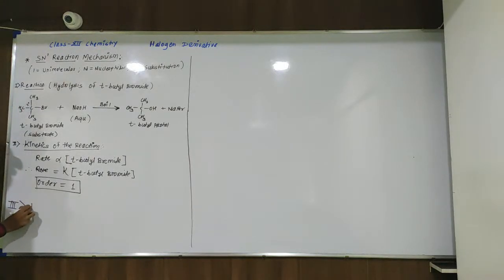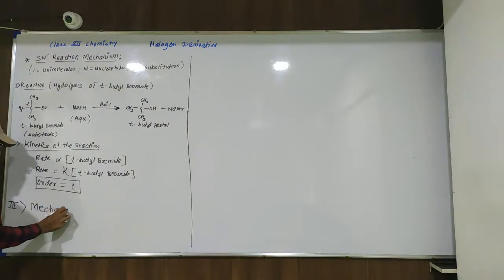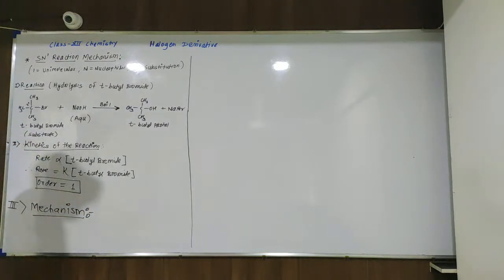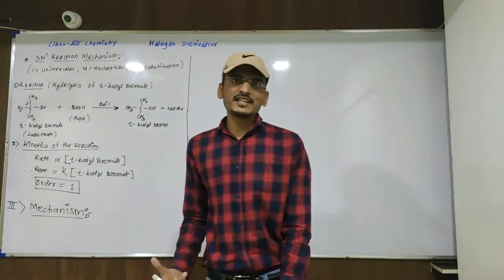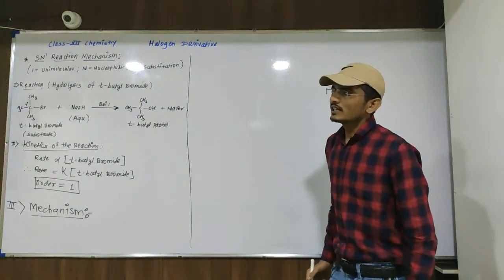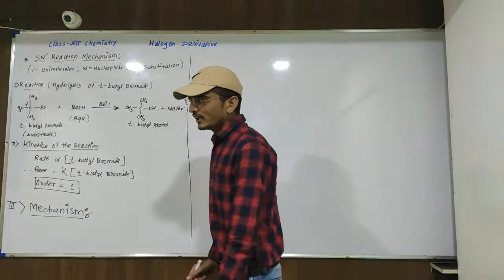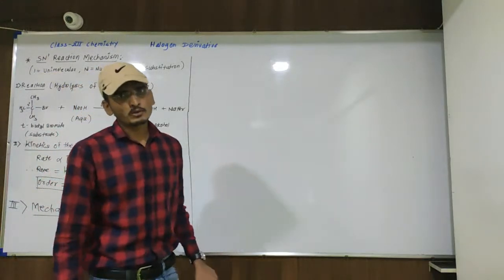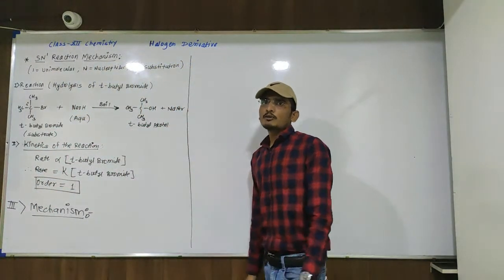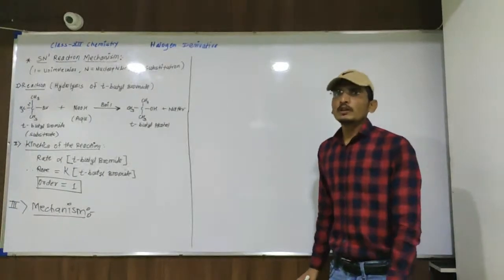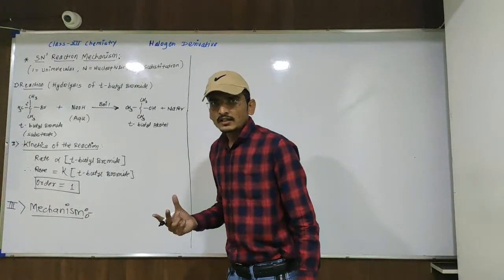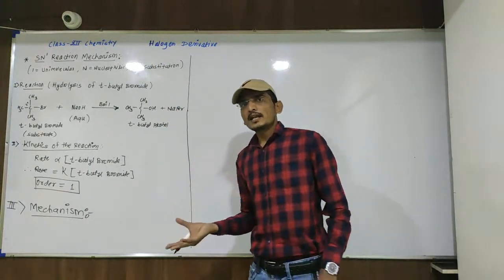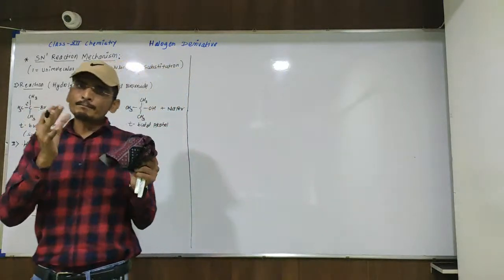So the actual mechanism. The mechanism is divided into two steps. In the first step, the attack of nucleophile on the substrate is not possible directly in this case, because your substrate is bulky here. So in the first step there is breaking of the C-Br bond and formation of a carbocation, and in the next step the nucleophile may attack the carbocation from the front side, or from above the plane, or from below the plane, or you can say from the front side or from the back side.